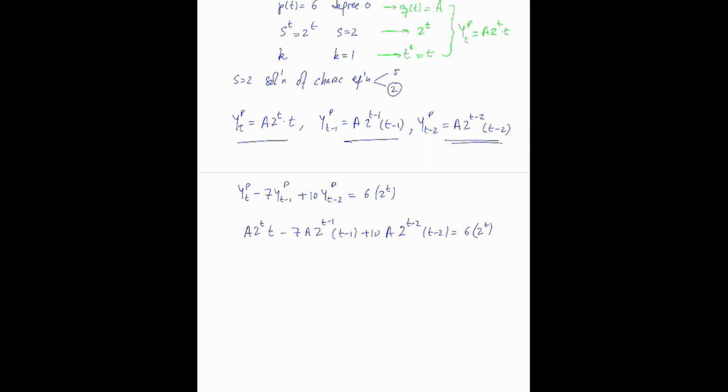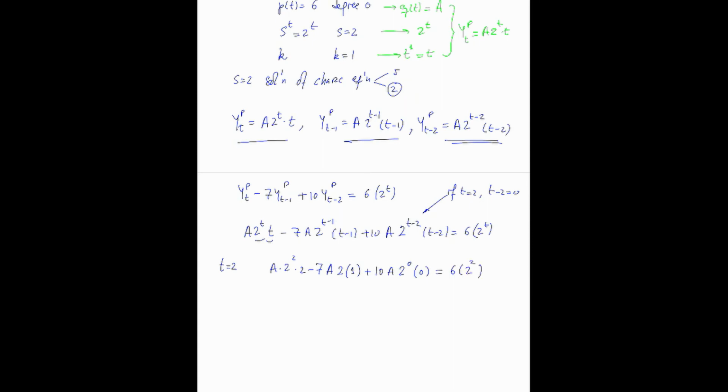Okay, so how do you solve this? There are many ways. The easy way is to give a value to t. And the value we're going to give is not to have any negative exponent, so we'll give the value 2, because when t is equal to 2, you have that t minus 2 equals 0, and that's the easiest way. So let's see. We make t equal to 2, we have a times 2 squared times 2, minus 7 times a times 2 to the first power, and 2 minus 1, which is 1, plus 10 times a times 2 to the 0 power, times 2 minus 2, which is 0, must be 6 times 2 squared.